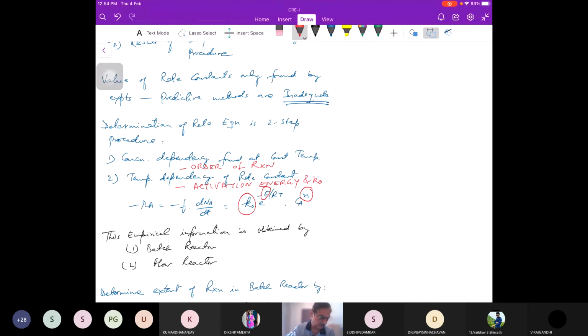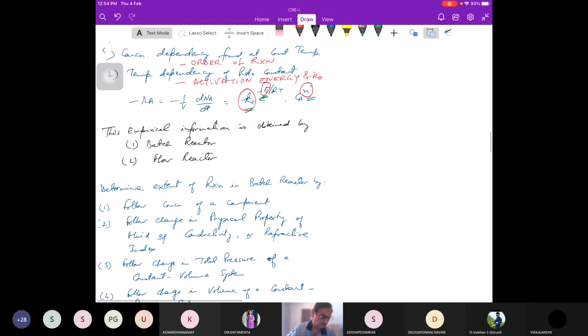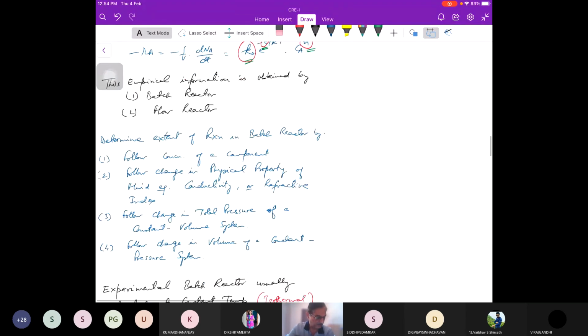So if you look at the rate equation, minus r_A is equal to minus 1 upon V dN_A by dt, which is equal to k naught e raised to minus E by RT, C_A raised to n. So n has to be determined. You need to find n, you need to find E, and you need to find k naught. We can obtain this by batch reactor or flow reactor; both will come in your experiment.